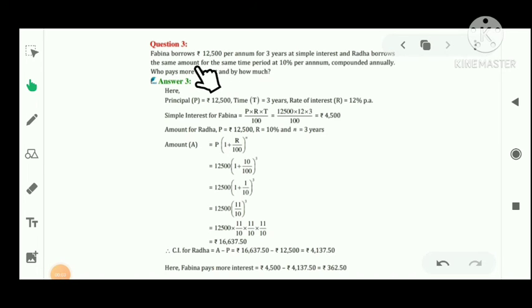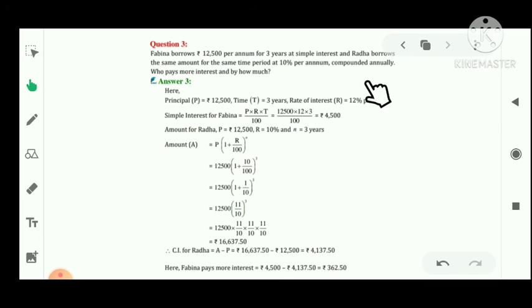Now students, let's see question number 3. Fabina borrows rupees 12,500 per annum for 3 years at simple interest. Students, you can see here it is simple interest. So firstly, the principal is given as rupees 12,500, time is given as 3 years, and the rate is given as 12% per annum. Because she took this amount at simple interest, we will apply the formula of simple interest here. P multiply R multiply T upon 100. That means P's value is 12,500, R's value is 12, and T's value is 3. And after solving it, its value is 4,500.